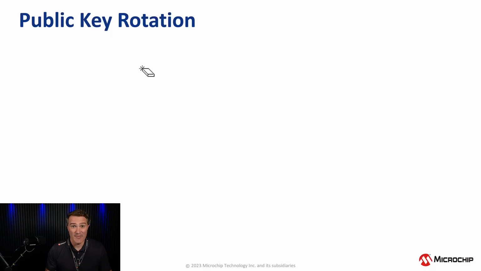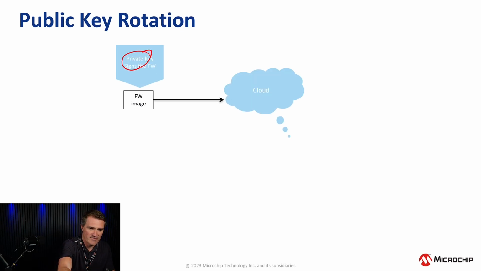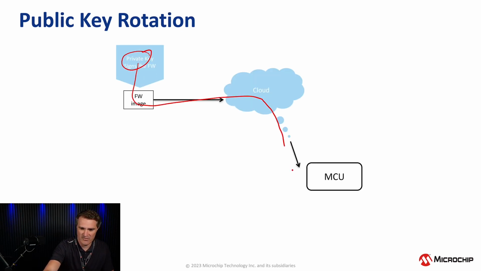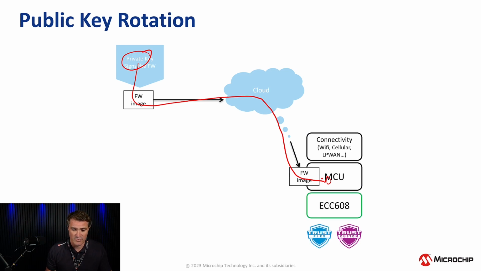Today, we are diving into the Trust Platform Design Suite and the public key rotation use case. Imagine you have a piece of firmware that you sign with a private key and you push this image into your cloud, into your microcontroller. Your microcontroller is equipped with connectivity, and then it's ATECC608, either TrustFLEX or Trust Custom. Why? Because that's where your public key is. The public key has a mathematical relationship to the private key that was used to sign.